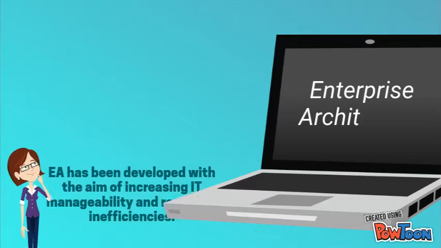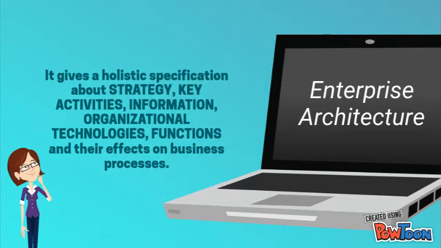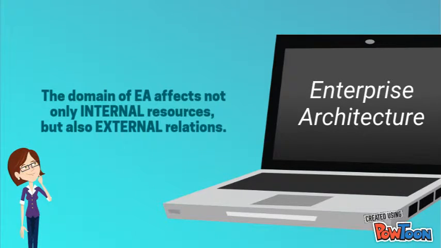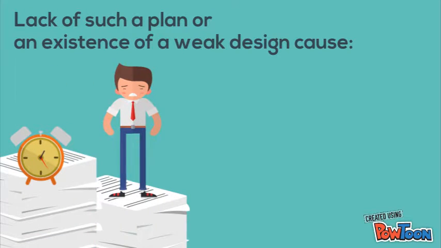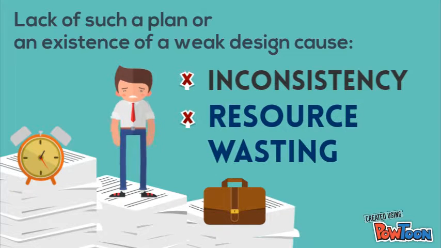Enterprise architecture has been developed with the aim of increasing IT manageability. It gives a holistic specification about strategy, key activities, information, technology, functions, and their effect on business processes. EA affects not only internal resources but also external relations. Lack of enterprise architecture or the existence of a weak design will cause inconsistency and resource wasting in the organization.